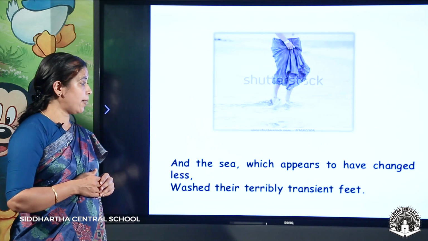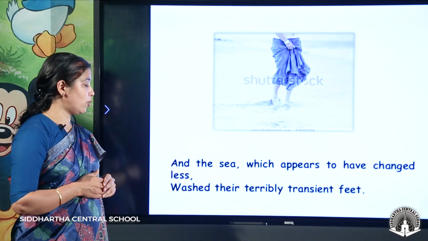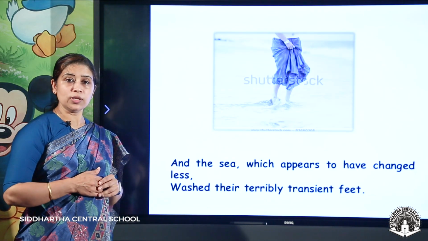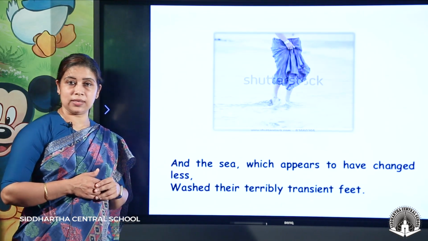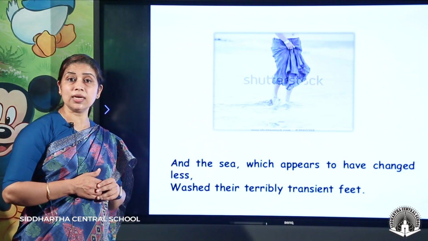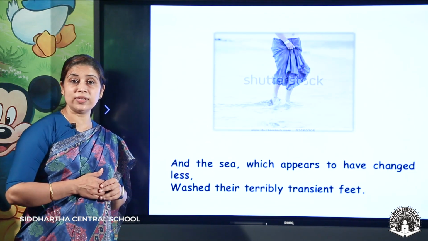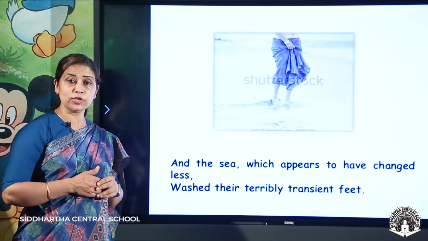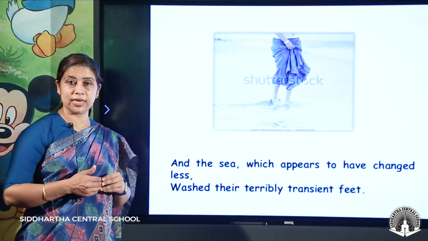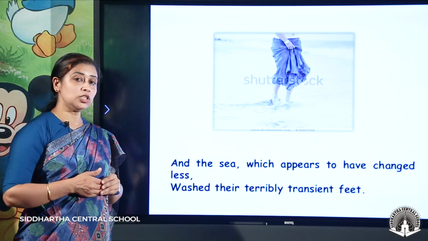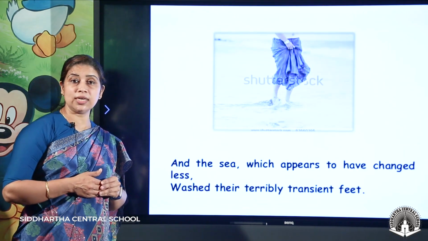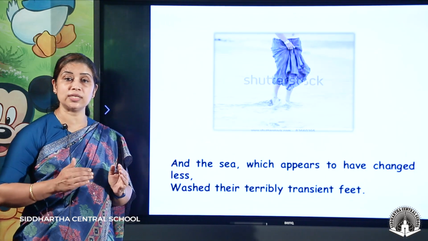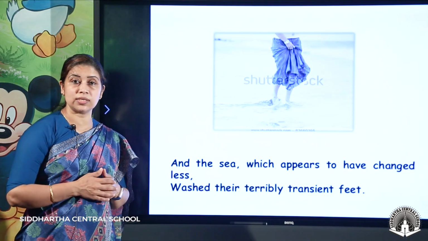And the sea, which appears to have changed less, washed their terribly transient feet. In the photo that was captured years back, the three girls were standing at the seashore, in the shallow water of the sea. And in the photograph, what the poet is telling us is that no change has come over the sea during the passage of time. The sea appears the same now also. There is no change that comes over the sea.